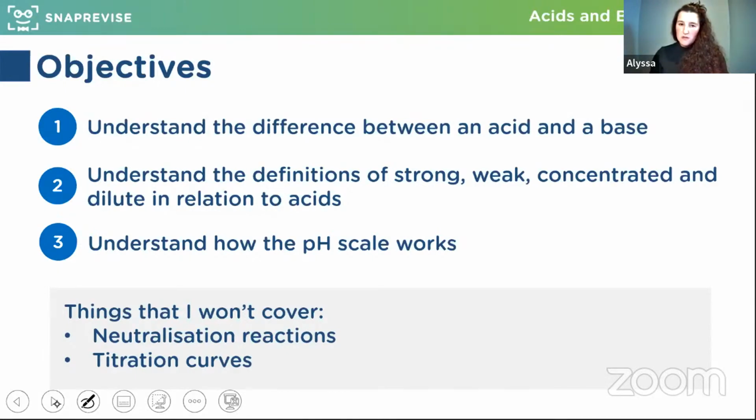We're not going to look specifically at neutralization reactions, although we will brush over them a little bit, and we're not going to look at titration curves either, but hopefully we're going to get lots of your questions answered, and we're going to get lots of the information that you need in front of you.